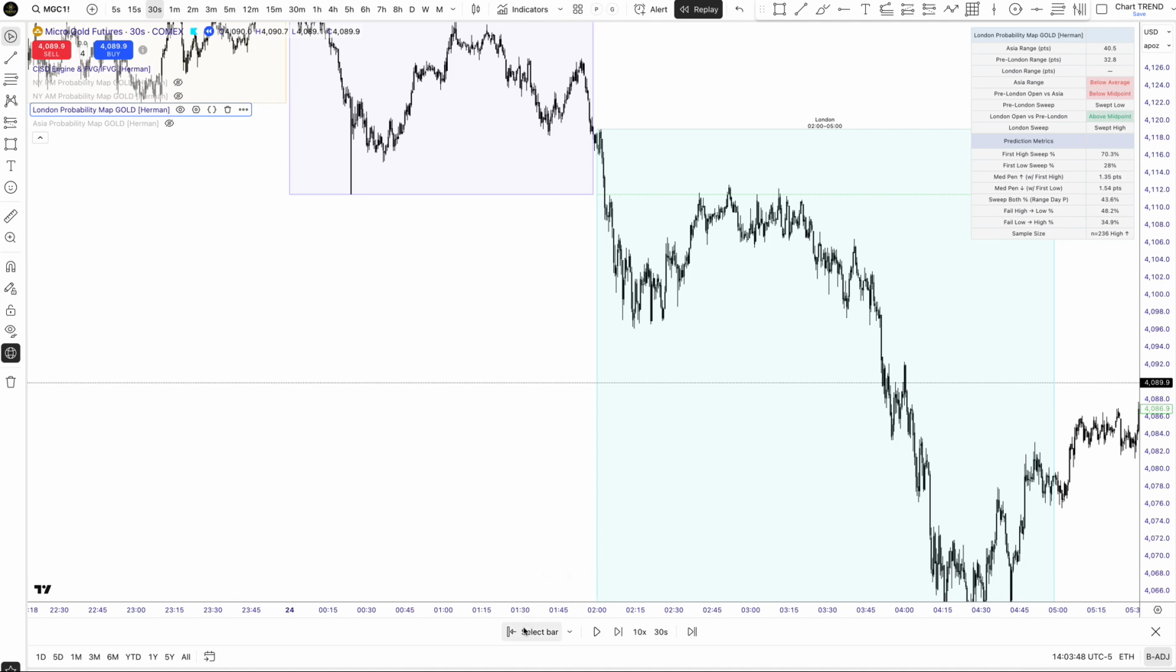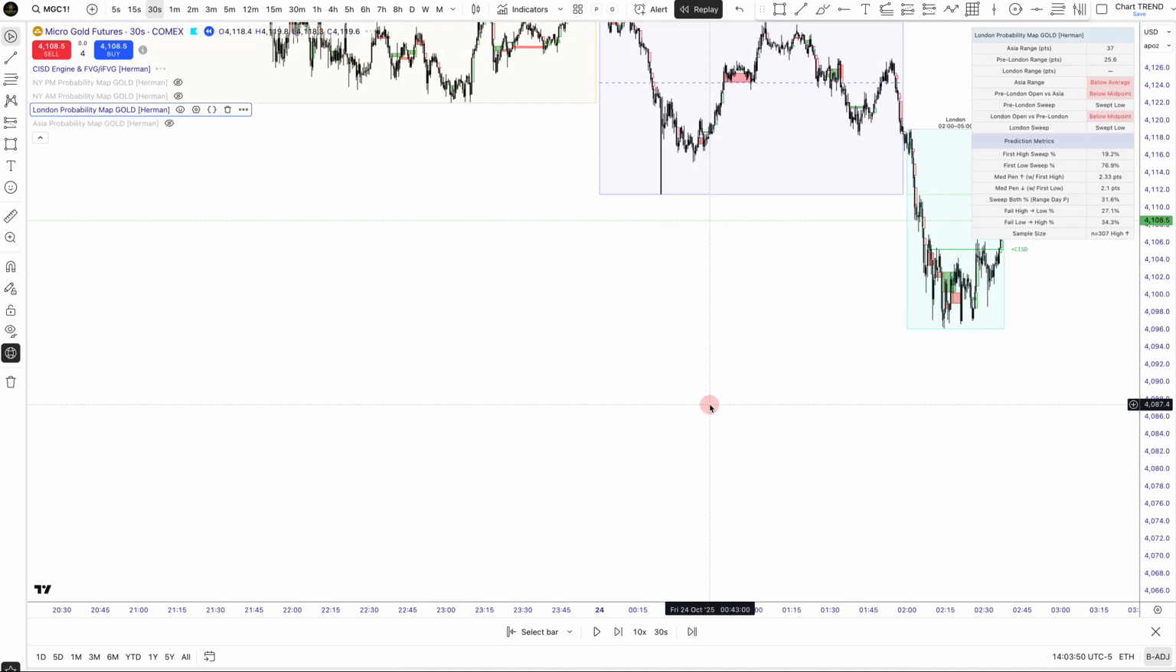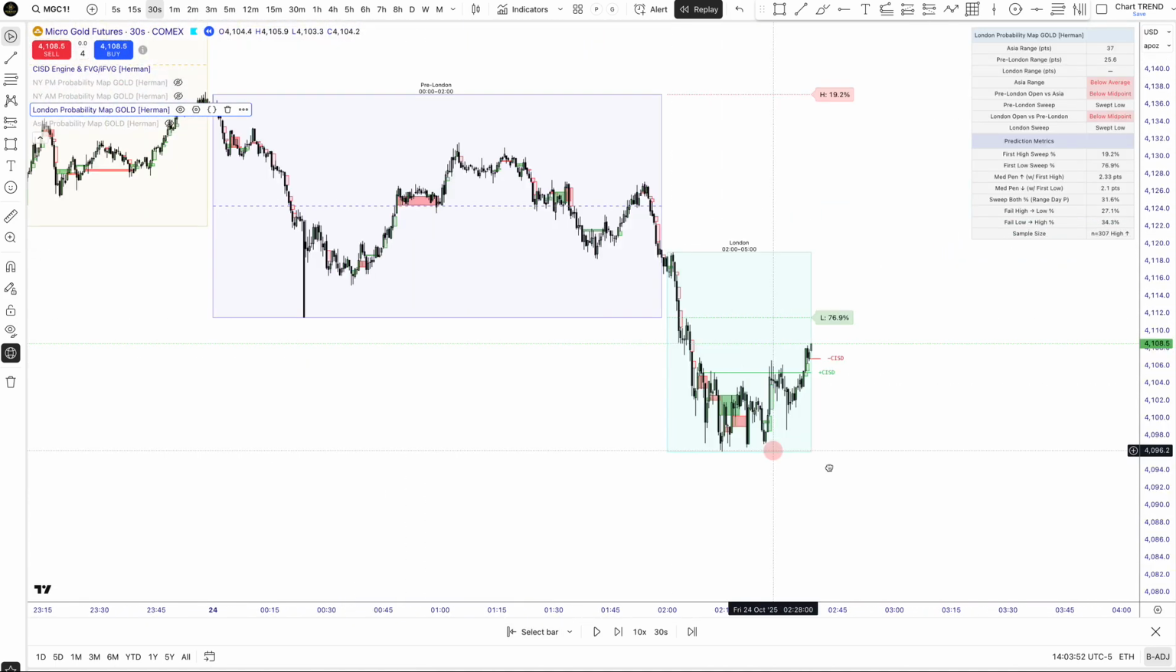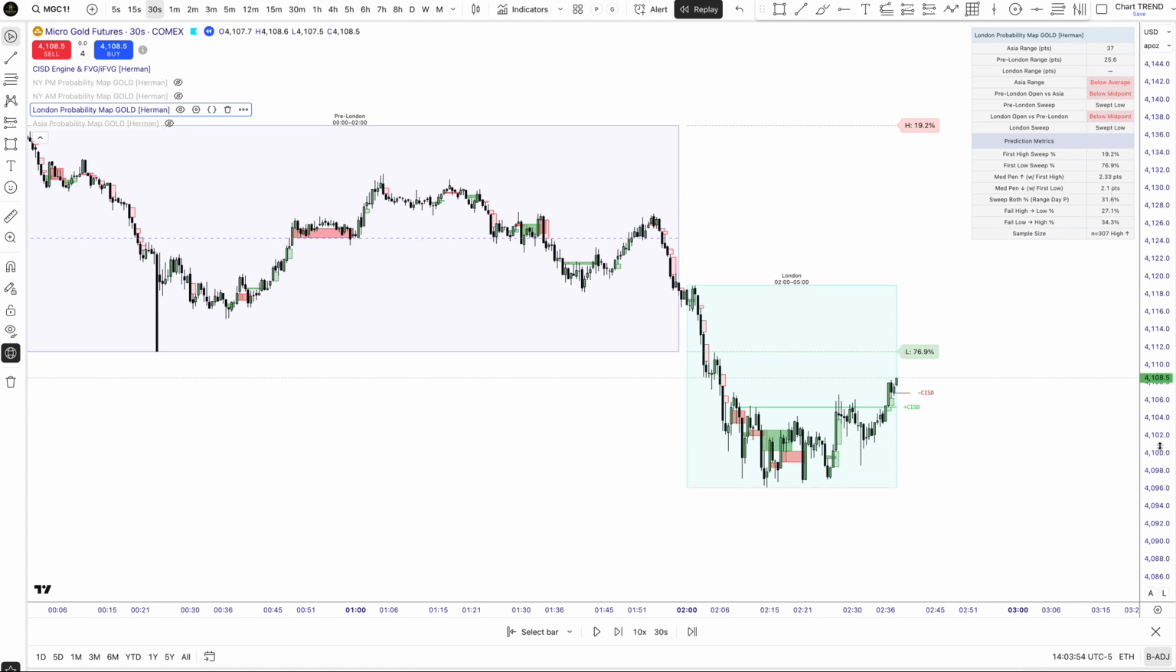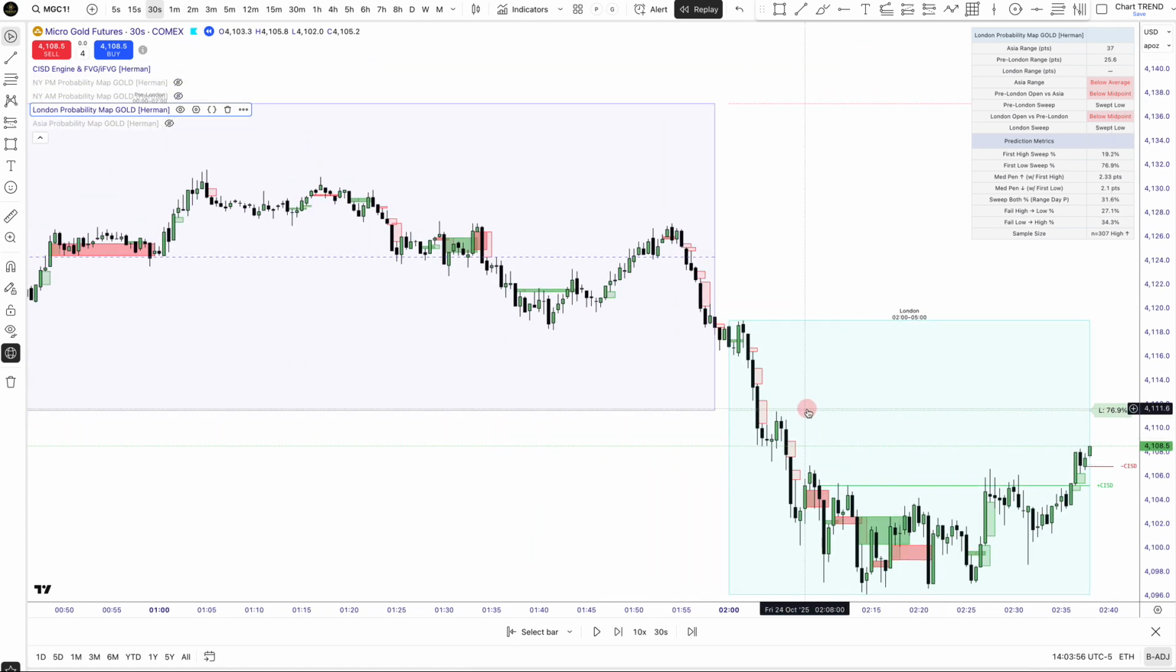Previous day, do I have a trade entry in here? So we had 76.9% of sweeping the high first. Right, so what happened in here? We open up 2 o'clock. So exactly in here, we open up. We had an attempt of going upwards, and we've got a lot of bearish signatures. So it's obvious that we are going downwards, right?